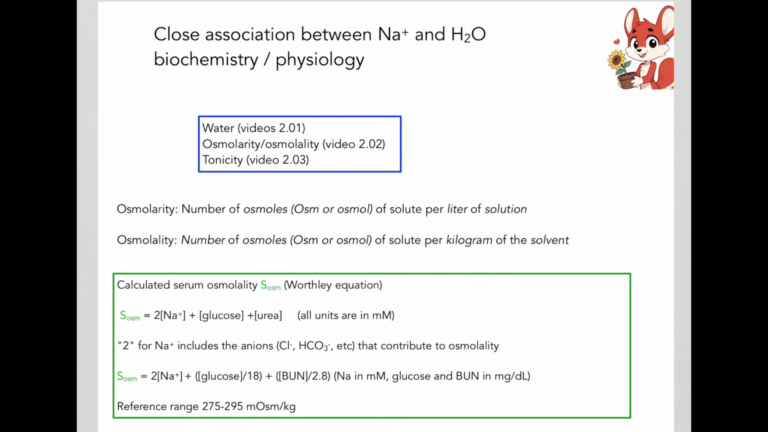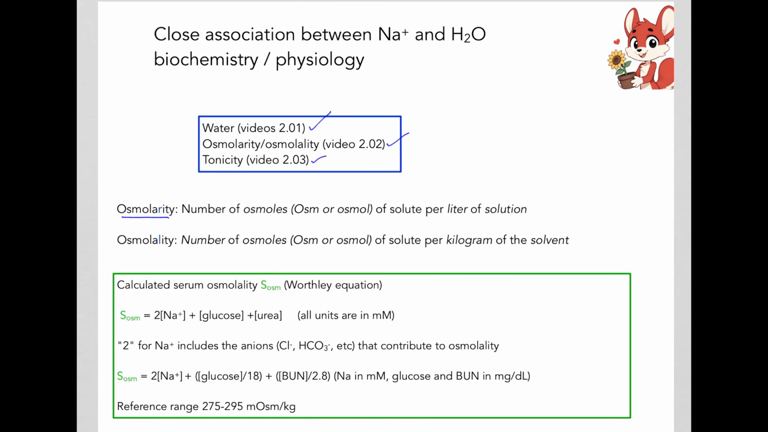Just as a reminder, we did discuss a little bit about the biochemistry of water in video 2.01, osmolarity and osmolality in video 2.02, and tonicity in video 2.03. So these are some of the definitions that are important for you to understand before we can totally appreciate hyponatremia as well as hypernatremia. So let's go through some of these definitions.